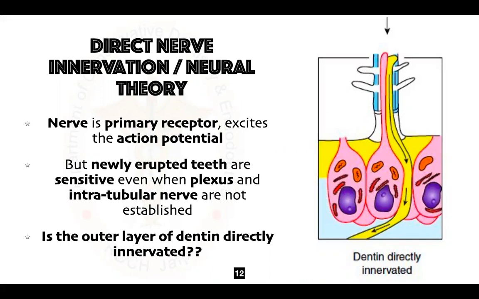Why is this happening? That only means the dentine is not innervated by the nerve. It does not have any neural receptor, right? And also it is not accepted because newly erupted teeth, they are also sensitive even when the plexus or the intratubular nerve is not even established, right?